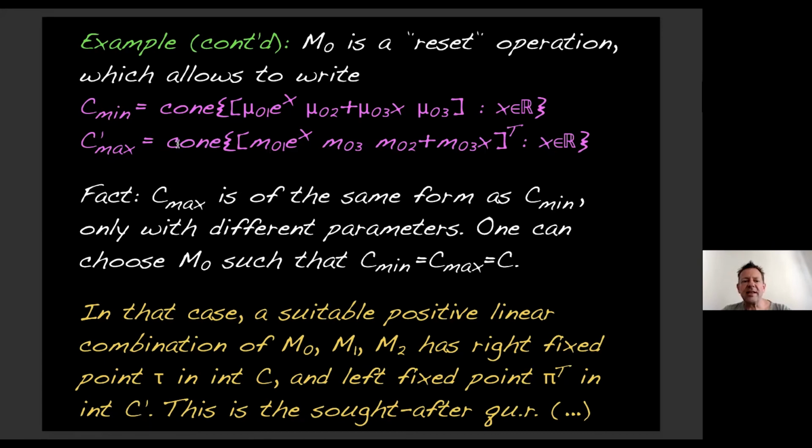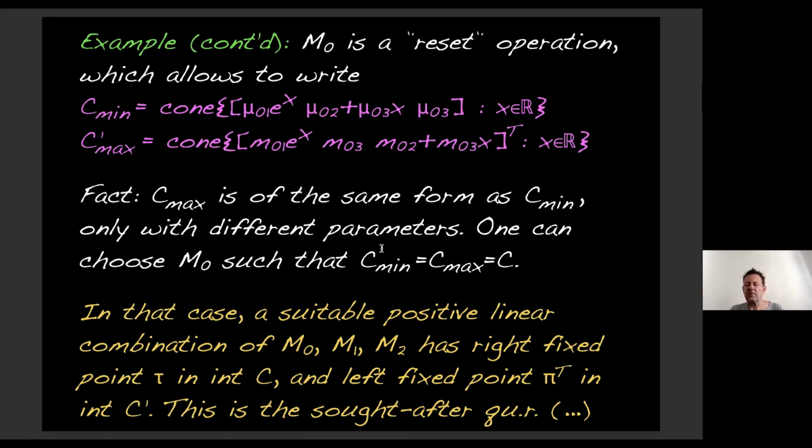Well, when you calculate what C max is, you find it's actually of the same form as C min, only that the parameters that you see here, these mu parameters, change. But it's in the same three-dimensional family of convex cones. And so it's possible to choose the mu's and the m's in such a way that C min is equal to C max, equal to C. And then when you fix this value here, you have a line here that varies over real numbers, and here you have an exponential function. So this cannot be algebraic.